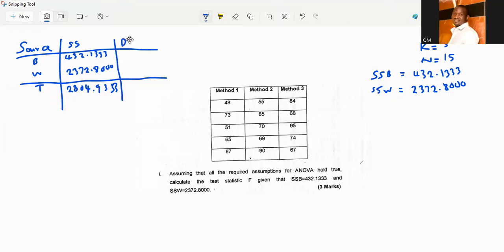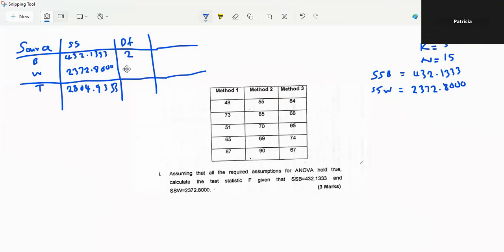Then how do you find the degree of freedom? K minus 1. So here we're going to have 2. Then here, what is the degree of freedom? 12. How do you get the 12? N minus 3. And here, what do we get? 14, or N minus 1, 15 minus 1 is 14.